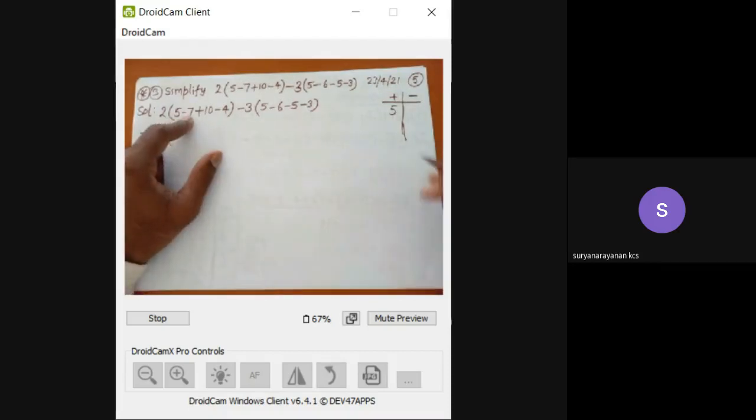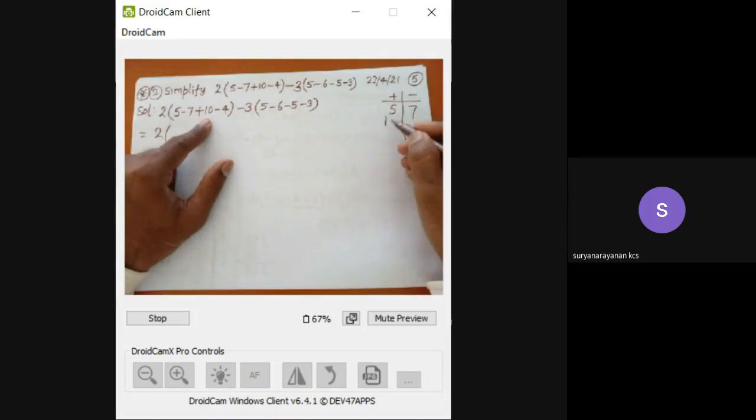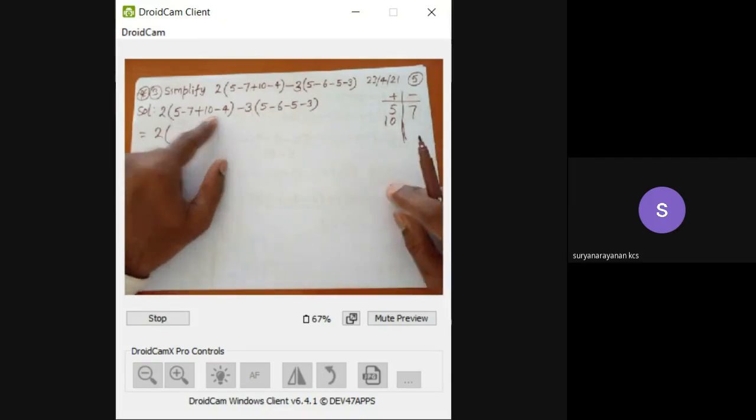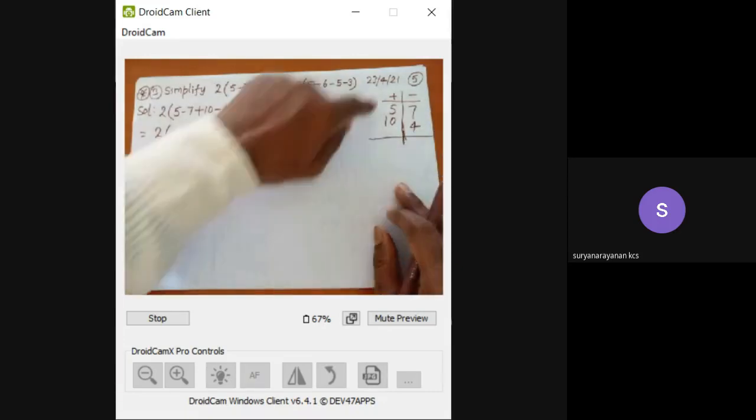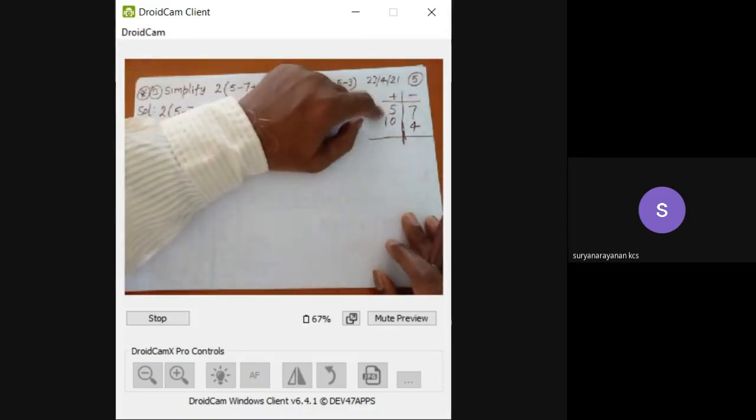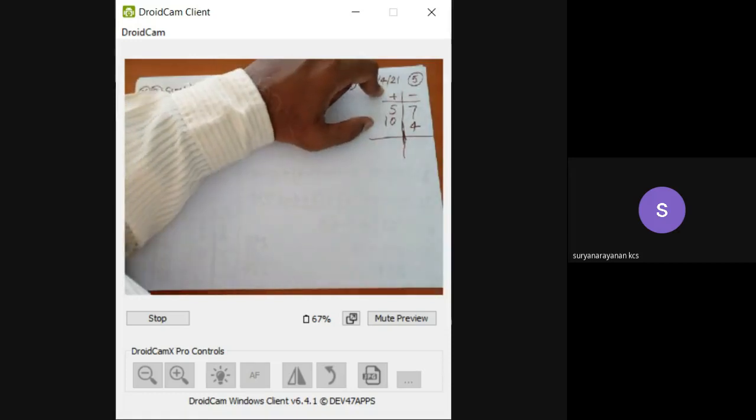Minus 7, we keep this minus 7 in the negative box. Here plus 10, we keep this plus 10 in the positive box. And minus 4, we keep that number under the negative box. So in the positive box there are 2 numbers, and in the negative box there are 2 numbers. Let us simplify these 2 numbers in the positive box. What will you get?